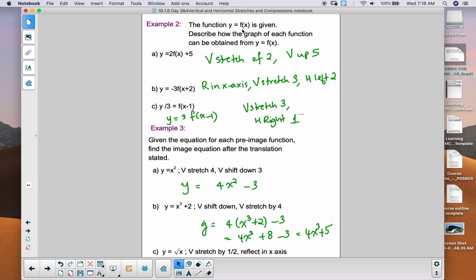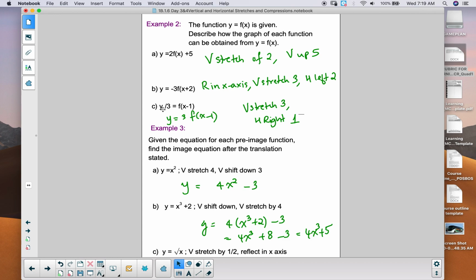So if you're given a function f of x, describe what will happen if you did this to it. So if it became 2 times f of x plus 5, that means you do a vertical stretch of 2 and you translate it up by 5 units. If f of x becomes negative 3 times f of brackets x plus 2, then there are 3 transformations happening: the negative, the 3, and the plus 2. The negative means there's a reflection in the x-axis or a vertical reflection. There's a vertical stretch by a factor of 3, and there's a horizontal translation of 2 units to the left.